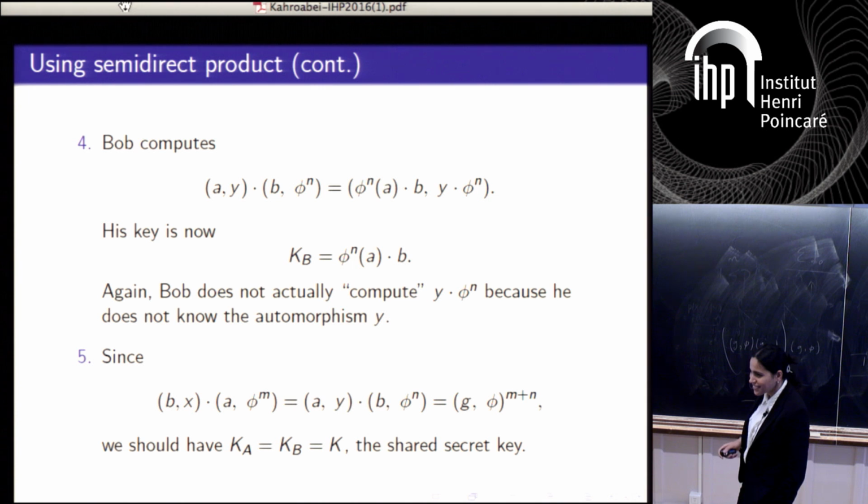So now, what Alice can compute is equal to what Bob can compute, and is equal to (G, phi)^(m+n), so both Alice and Bob have the same shared key. There exist x and y such that this relation holds. But you only need to compute the first component. You don't need x and y in any way.